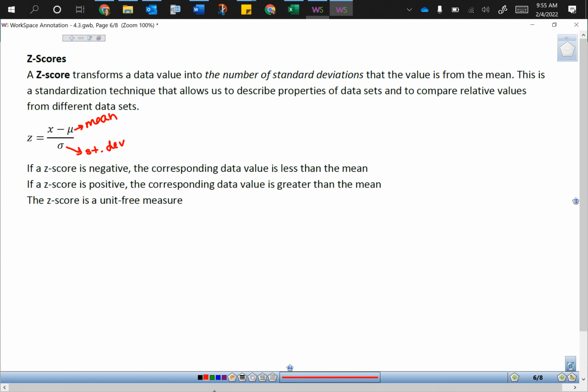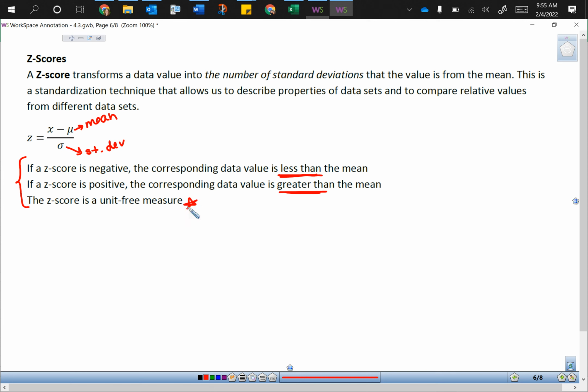Now, just some facts about a z-score. If a z-score is negative, then the corresponding data value is less than the mean. It's below the mean. Pretty self-explanatory. If it's positive, the data value is greater than the mean.